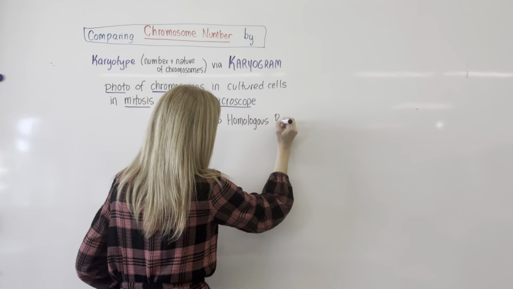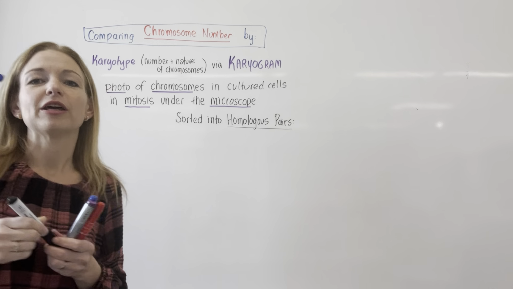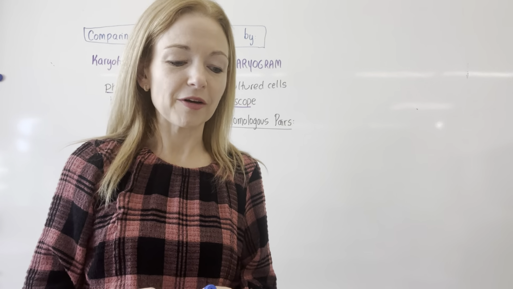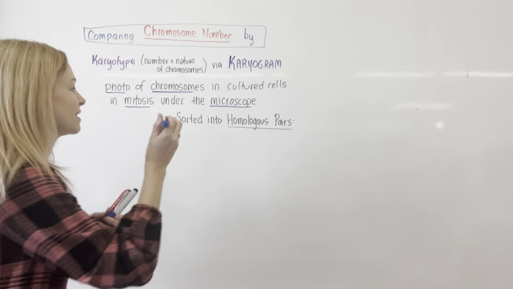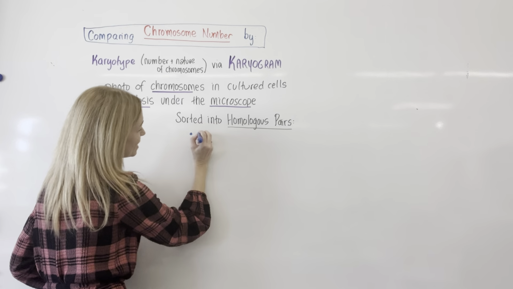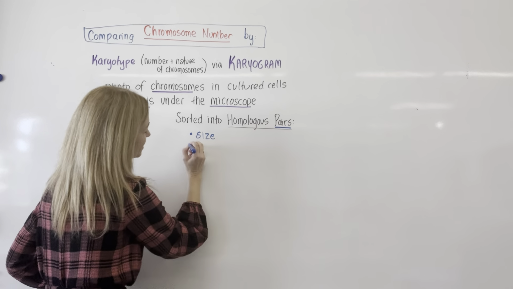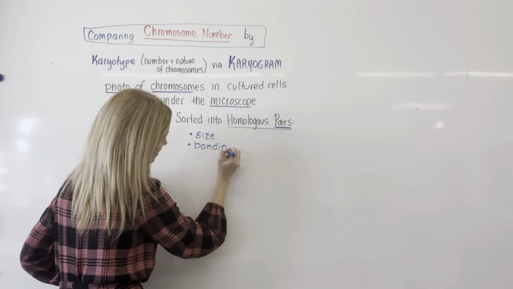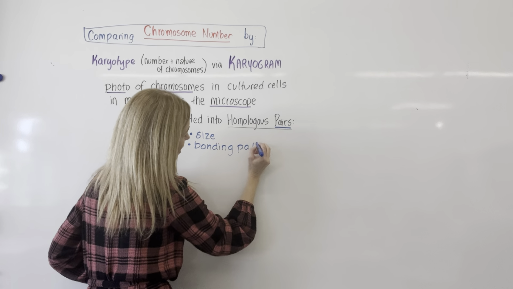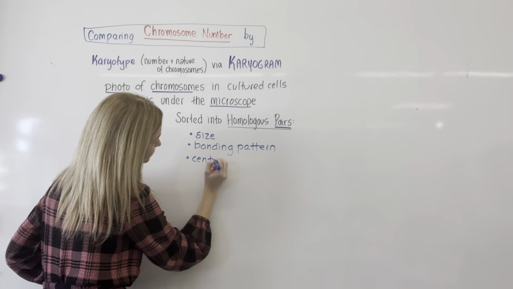So we want to make sure we pair them up, and then we check the number of them. The way that they are sorted into pairs is based on size. So the pairs are going to have the same size. They should have the same banding pattern. And they should have the same centromere position.